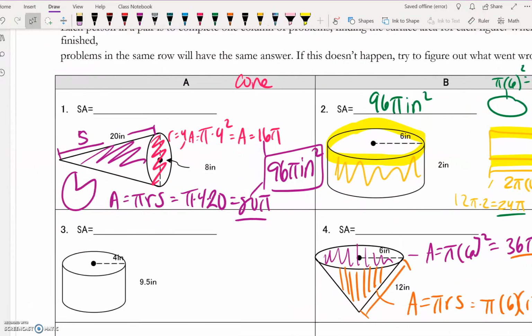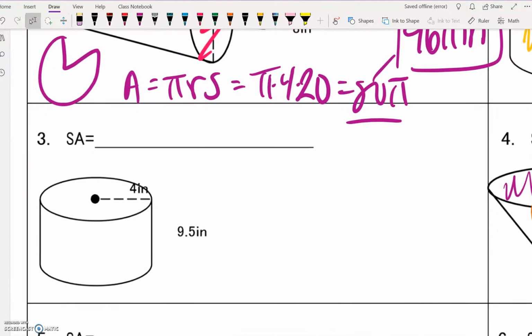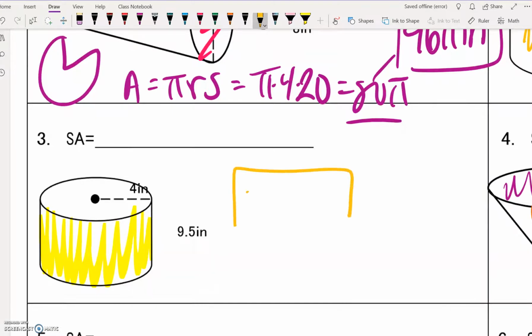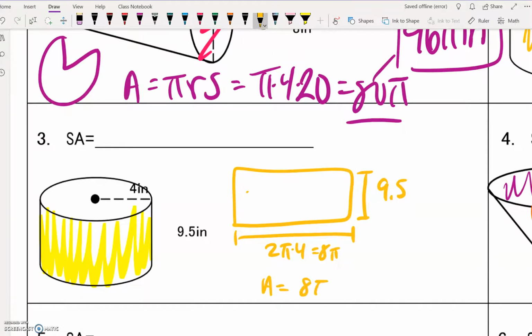Okay, so the hardest thing with a cylinder, I would say, is just recognizing how to find the area of this being the same as a rectangle. I think that's probably the hardest thing to do. This one, your height is 9.5. Your base is 2 times pi times radius of 4. It's going to be 8 pi. So my area is going to be 8 pi times 9.5. If I do that real quick on my calculator, we're going to get 76 pi.